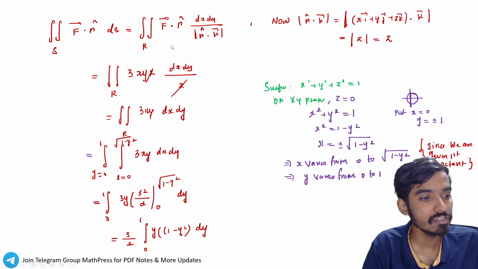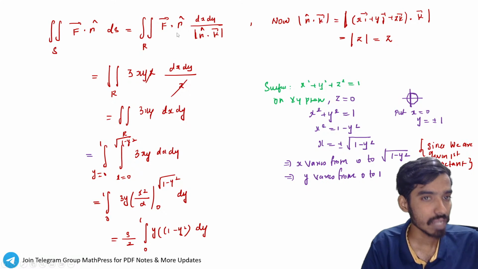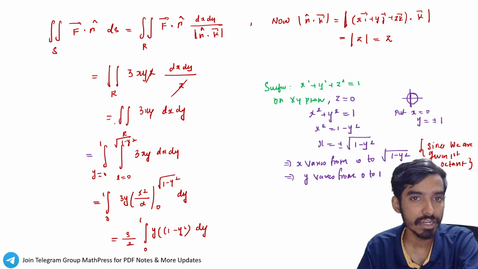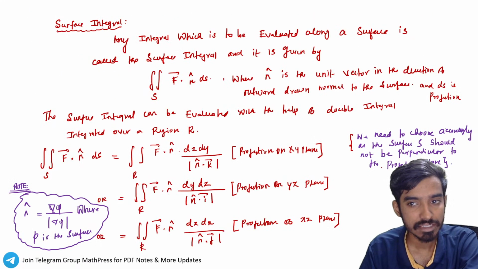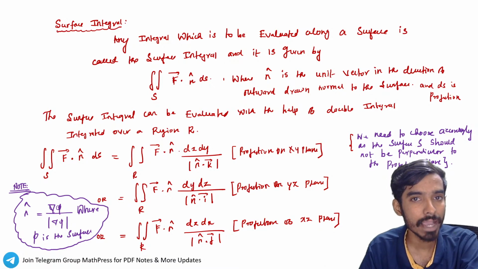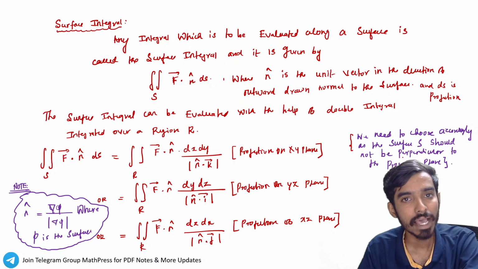In this problem we can choose any one, but it is not so for all cases, right? In this problem, for the sphere, you can choose like this. You need to choose accordingly, such that the surface S should not be perpendicular to the projecting plane. You know how to find the angle between two surfaces, right? So the angle between the two surfaces should not be 90 degrees.